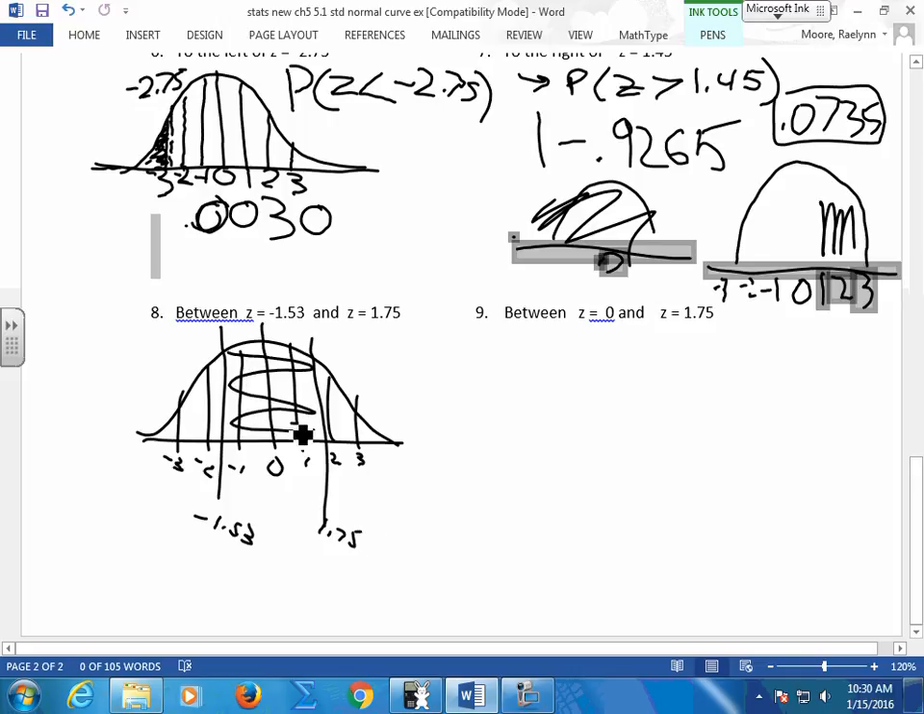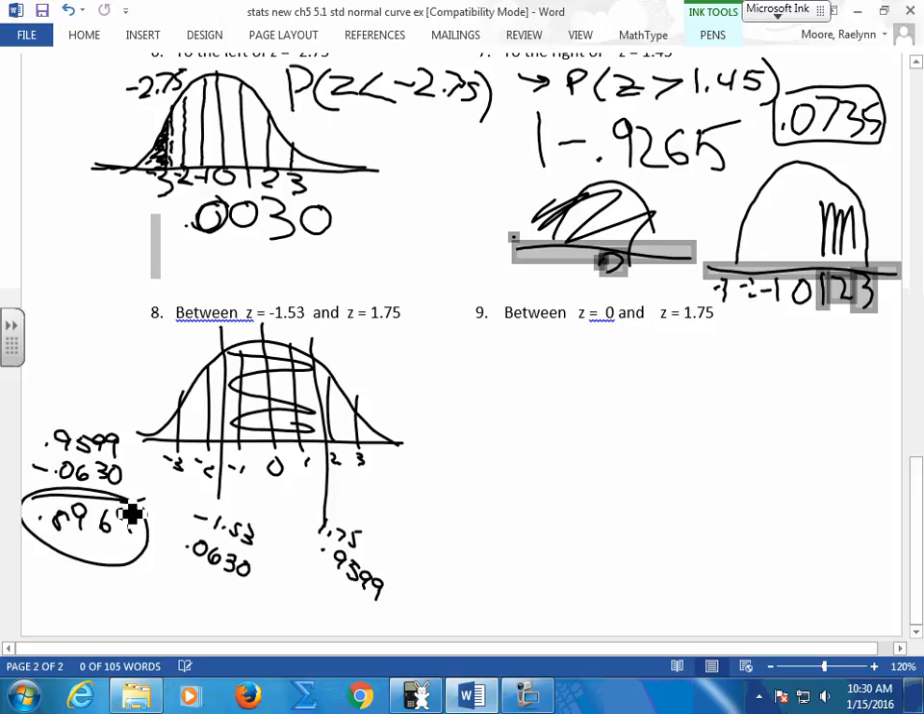So I look up this area. Anybody have the area for negative 1.53? 0.0630. And for 1.75? Okay, and what do I do with those two areas? I subtract them. And I always subtract the larger minus the smaller. I don't subtract my z-scores, only my areas. So subtract them, and this will be your answer.